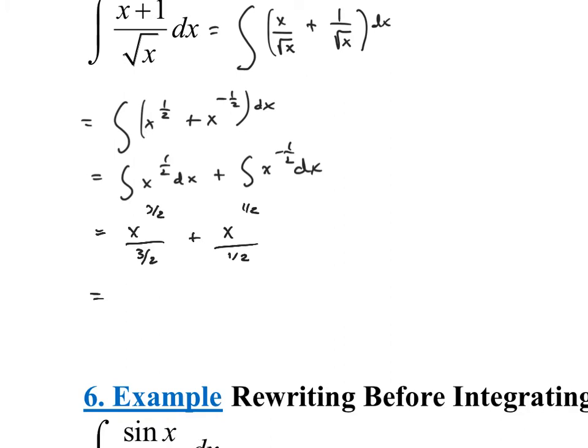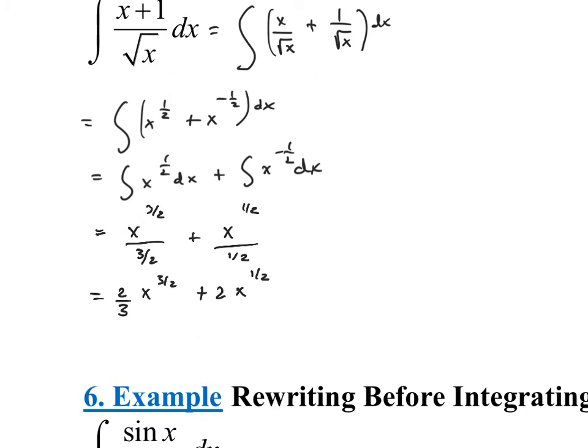Okay, well, remember, dividing by a fraction is the same thing as multiplying by the reciprocal. So instead of dividing by 3/2, that's the same thing as multiplying by 2/3. So this would be 2/3 x to the 3/2 plus 2 over 1, which is just 2, x to the 1/2, and then we would have the plus c. Now, I could technically rewrite this into radical form, but I am not going to. There's no need for me to rewrite this in radical form. Complete waste of time.